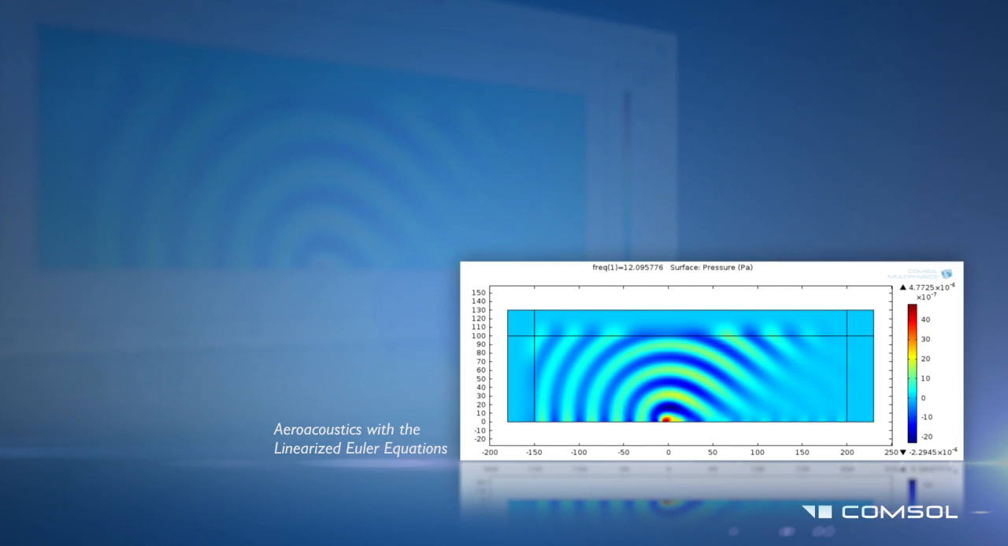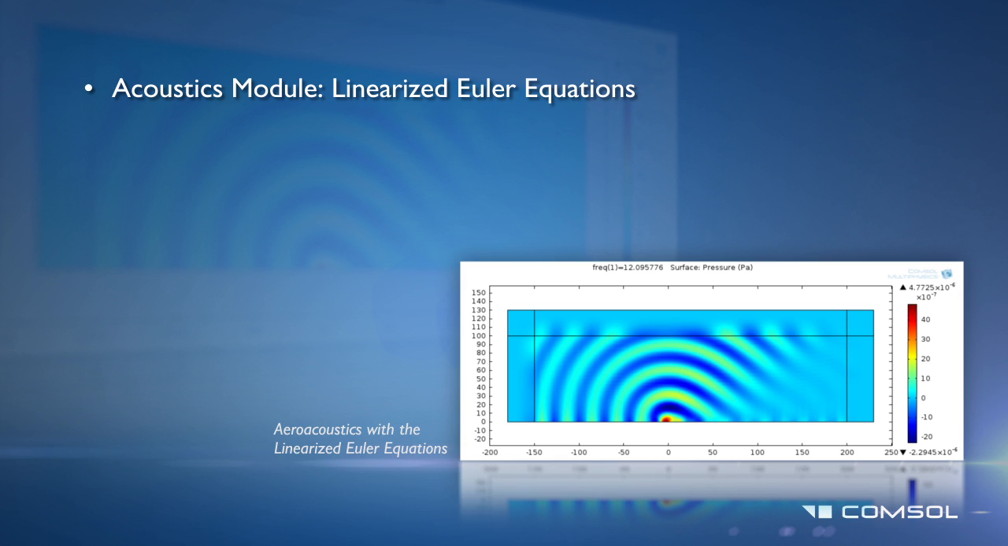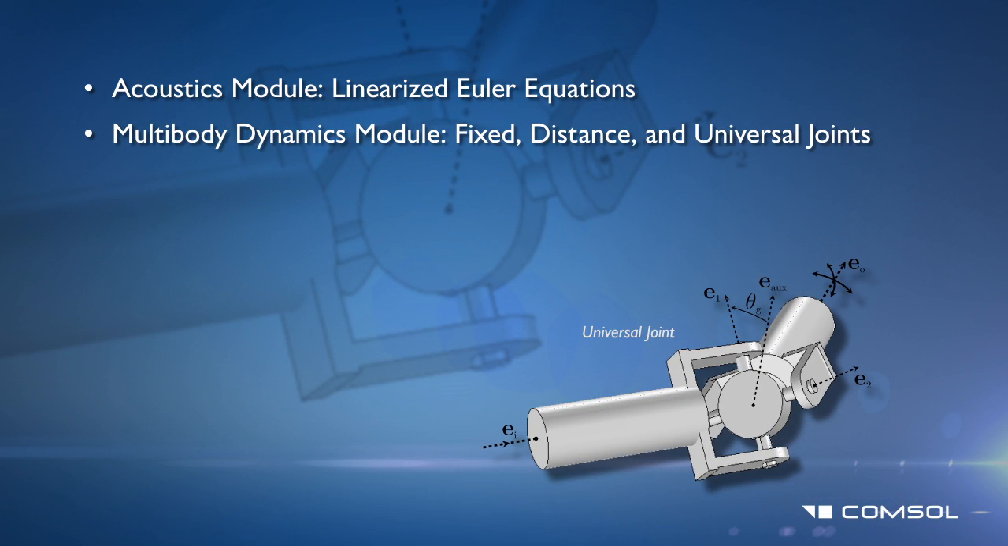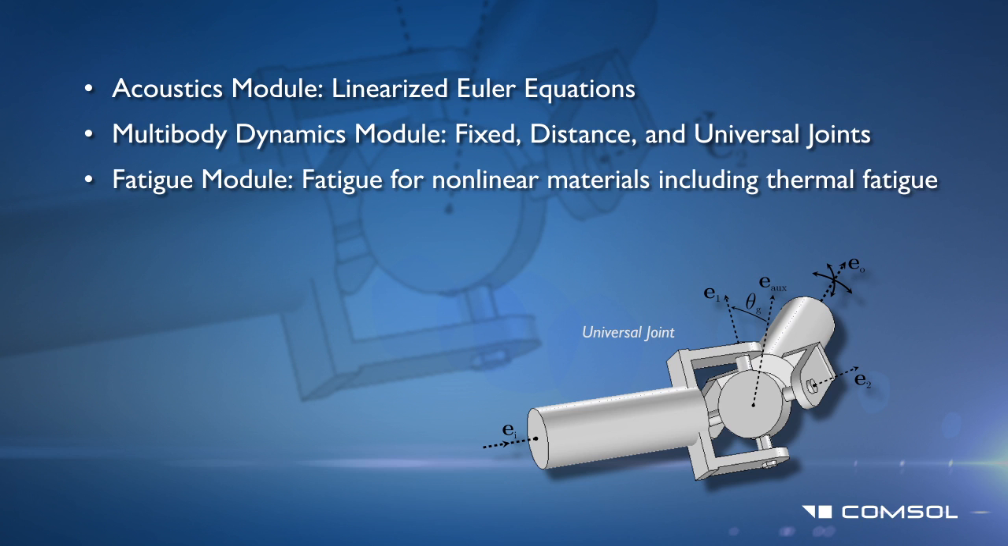Other products within the mechanical series of COMSOL have also received improvements. A new interface for simulating aeroacoustics, known as the linearized Euler equations, has been introduced to the acoustics module. This first solves for the fluid flow and then acoustic perturbations of that flow. 3 new joint types have been added to the multi-body dynamics module: fixed joints, distant joints, and universal joints. And several new methods have been added to the fatigue module that enable fatigue evaluation in non-linear materials, including thermal fatigue.